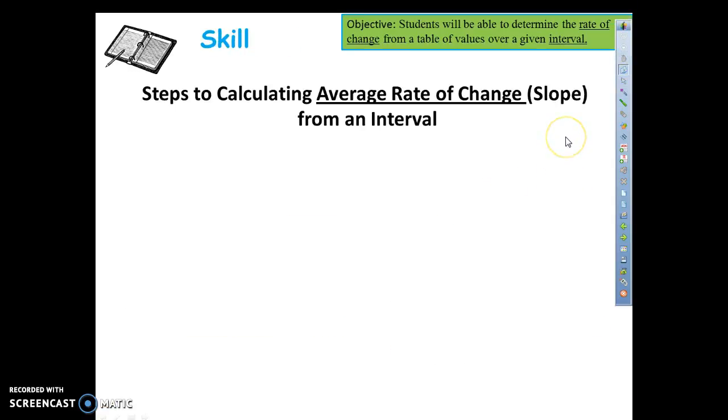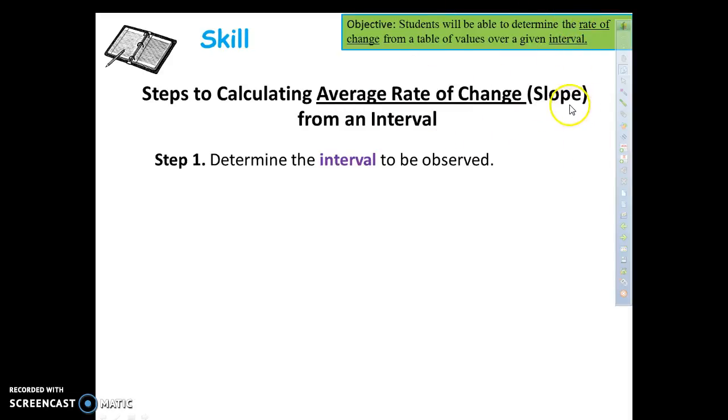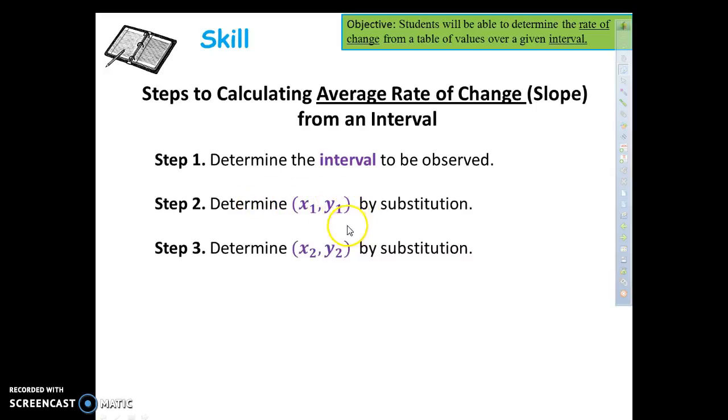All right, so onto our skill. We're going to calculate an average rate of change. This is our objective for the day. We want to calculate slope from an interval, and we're going to do this with tables. The first step is to determine the interval. Remember that we talked about interval notation in our prior knowledge. And then the next 2 steps, we're going to determine x1, y1, and x2, y2.